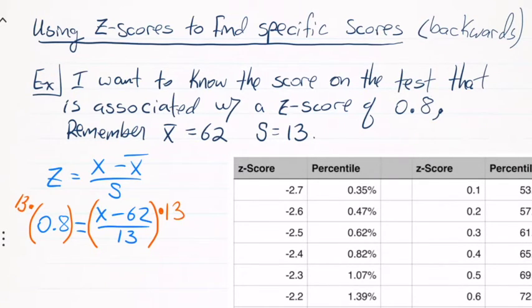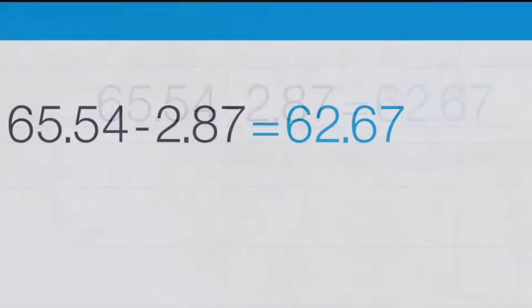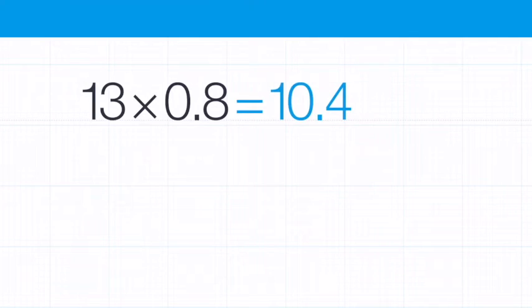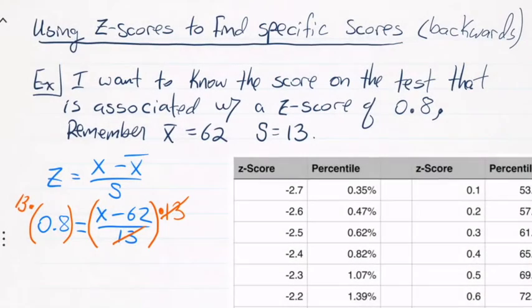So on the right-hand side, the 13s are just going to cancel. They're gone. You don't need to distribute the 13. It just turns into a big fat 1. On the right-hand side, we just have to figure out what 13 times 0.8 is, and it's 10.4. So we get 10.4 is equal to x minus 62.